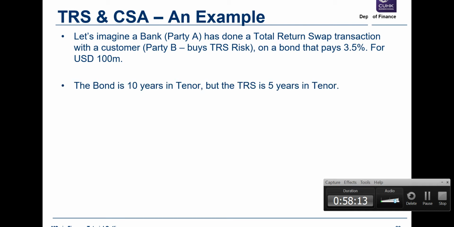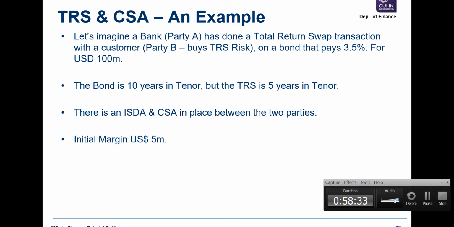So you have a deal like this, 10-year. The bond is 10 years, it doesn't matter. The total return swap is 5 years. There is an ISDA, and there's a CSA between them. Initial margin, sometimes called IM.